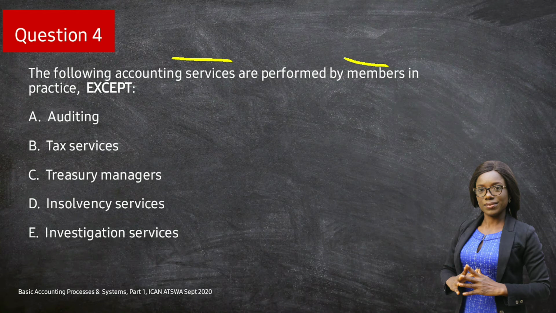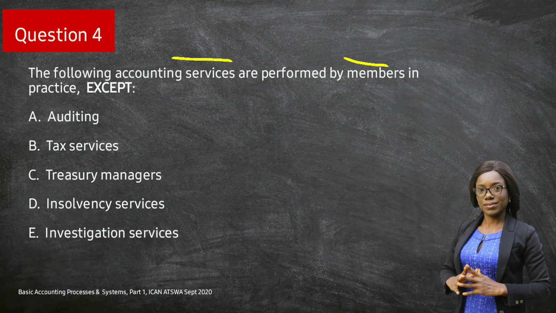This is one of the services, I beg your pardon, which members in practice perform. So members in practice, we can tell that they perform the function of auditors by providing auditing services. They can also do tax services. We'll look at the option D, insolvency services. We can tell that members in practice offer the services because this is one type of service that is offered when a company is experiencing financial distress.